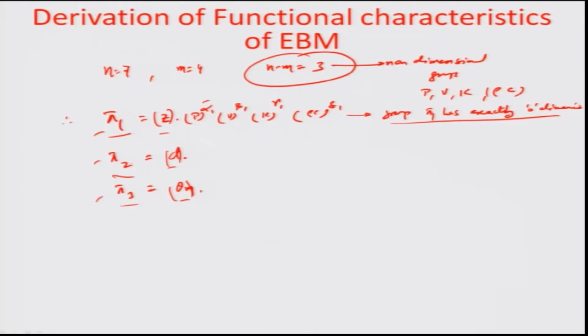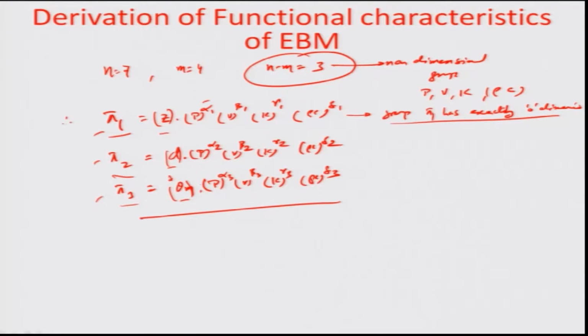Similarly, in the case of the second equation, we have p to the power of alpha 2, v to the power of beta 2, k to the power of gamma 2, rho c to the power of delta 2, and the third case which goes linear in theta m, we have p to the power of alpha 3, v to the power of beta 3, k to the power of gamma 3, rho c to the power of delta 3, and that is how the Buckingham pi theorem is applied.